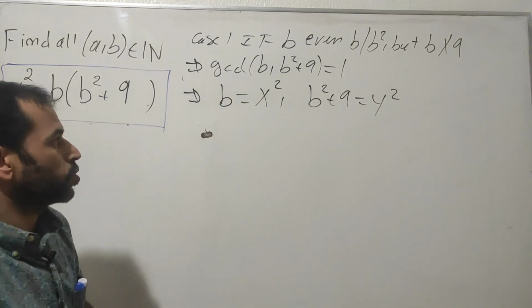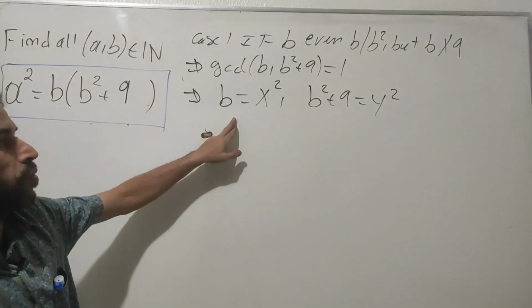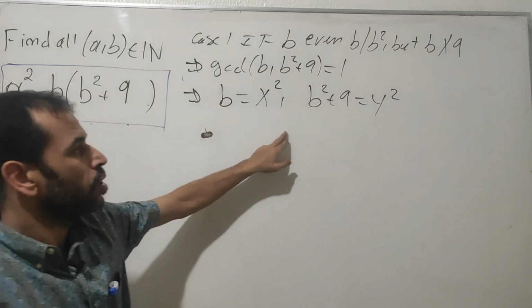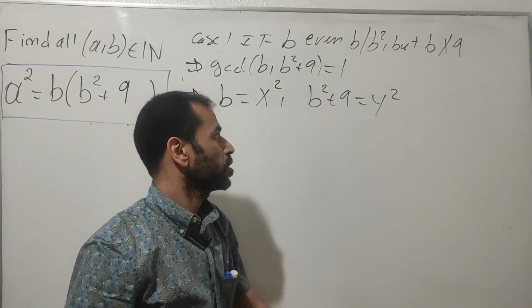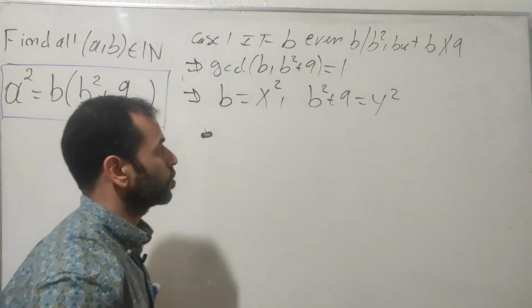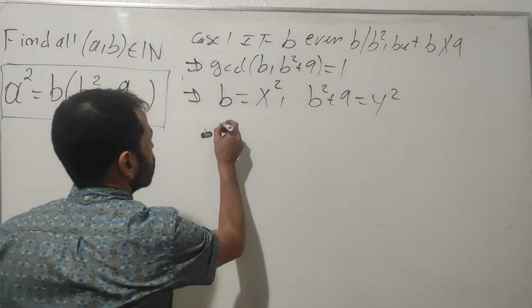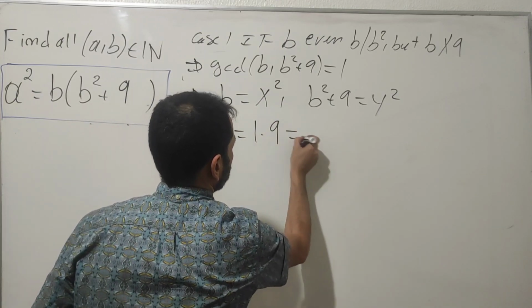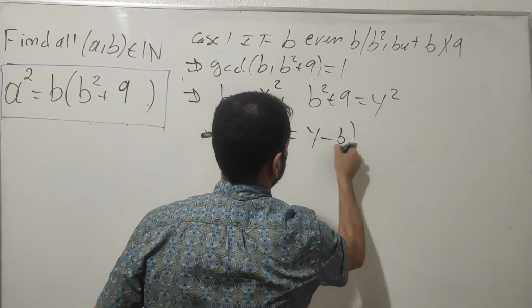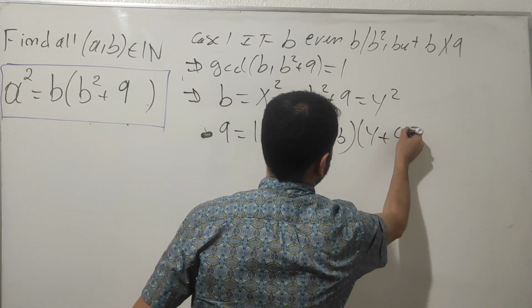Now let's move on to solve this equation. We don't have to deal with the first one; we are going straight to this equation. Let's move this term to the right and factor it in the form of a product, because we will have a difference of two squares. So we get the following: 9, which equals 1 times 9, which equals (y minus b) times (y plus b).